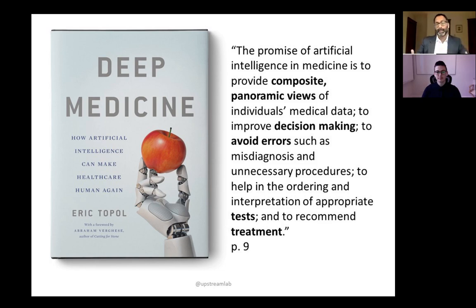One of the well-known books in this area has been this book by Eric Topol, who's a physician in the US, who has coined this term and moved to this area of deep medicine, so the application of deep learning to medicine. He paints a fairly optimistic view of AI, that it could provide composite panoramic views of people's medical data, help with decision-making, avoid errors, and help reduce unnecessary tests, and also provide recommendations for treatment.